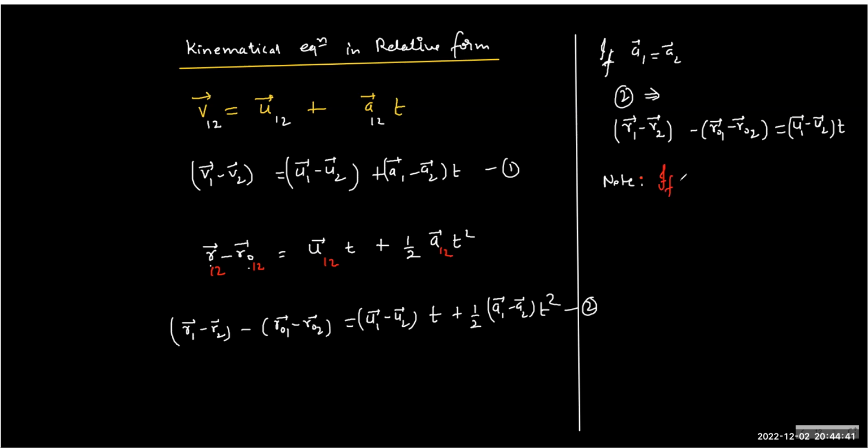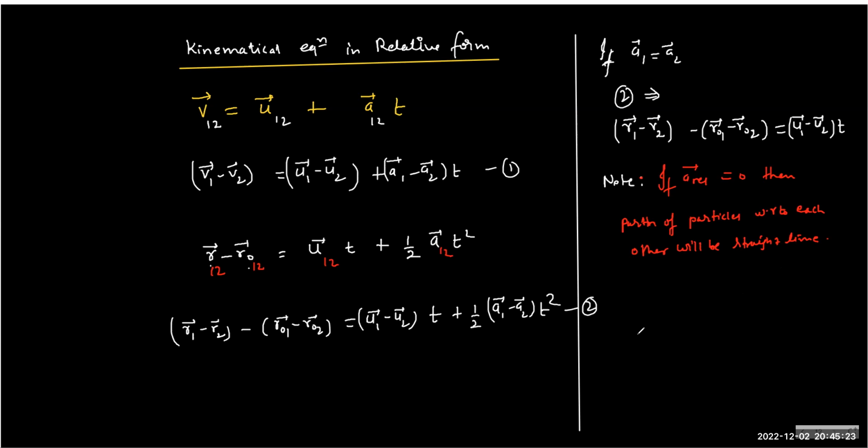if A relative is 0, then path of... and the reason is fair enough.